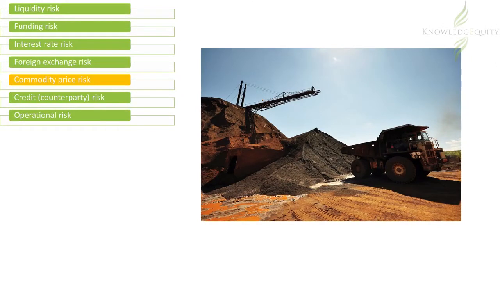A key export of Australia is iron ore. In recent years, the demand for this from China has been extremely high because iron ore is a primary component in steelmaking. But this demand is now slowing. Iron ore is a commodity, and therefore companies producing and selling iron ore are susceptible to fluctuations in the price, which is largely driven by supply and demand.